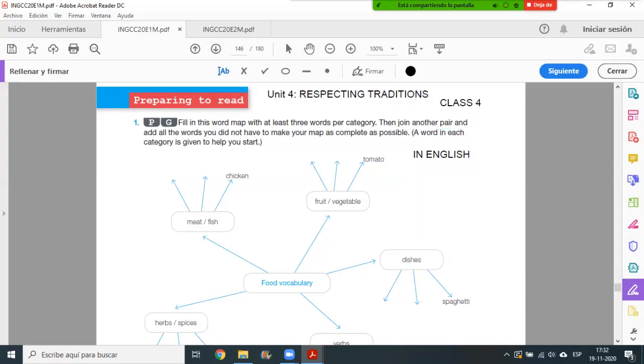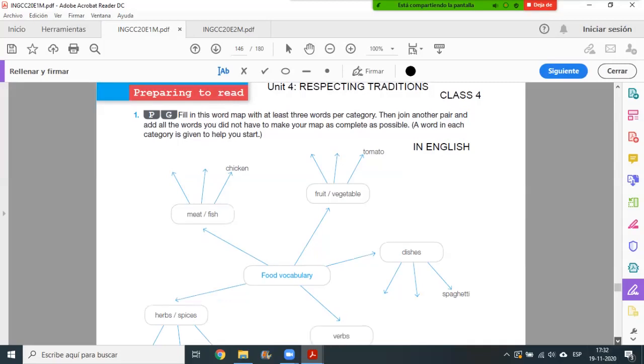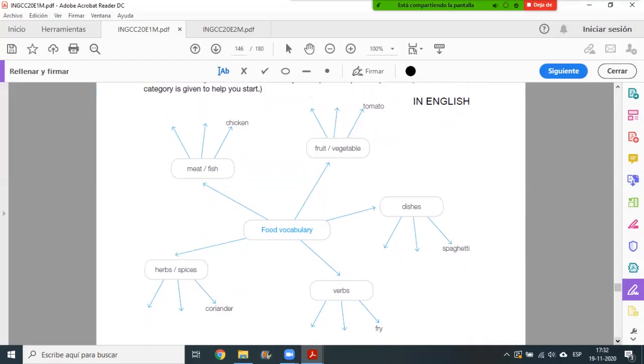Complete the word map, but in English. Here, meat or fish. Carne o pescado. It was the example here, chicken. Okay? You can write meat or fish. Now we go on with the word map, con el mapa conceptual.